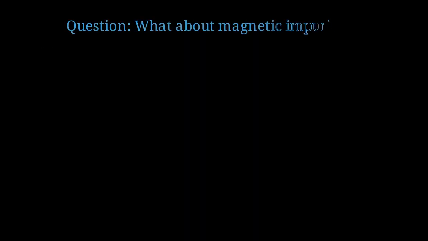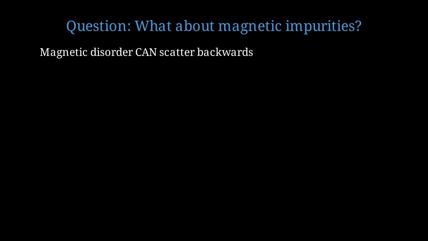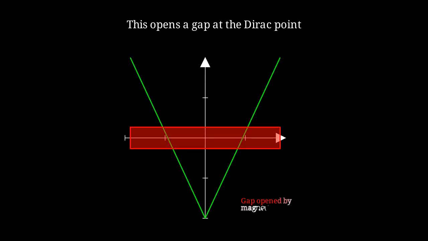An important question. What happens if we introduce magnetic impurities? These can break time reversal symmetry. Magnetic impurities can flip electron spins, so they can cause backscattering. This breaks the topological protection. When time reversal symmetry is broken, a gap opens at the Dirac point. The surface becomes insulating. The gap size depends on the magnetic impurity concentration. Even a small amount of magnetic disorder can significantly affect transport.